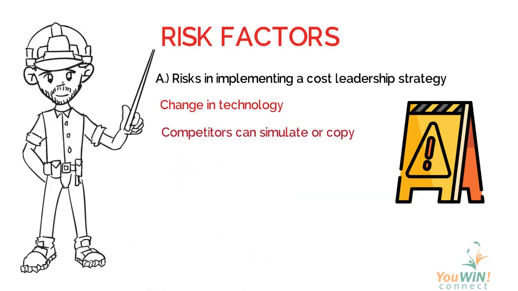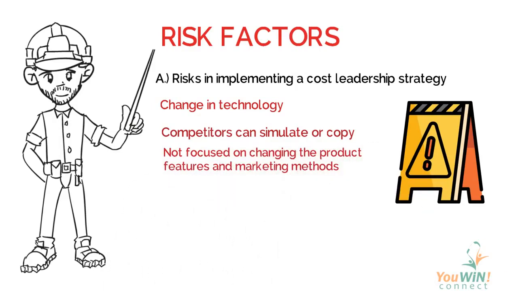Competitors can simulate or copy using similar technology or materials. That means because of the kind of technology that you have or the kind of product you have, it can easily be replicated by competitors and they will basically launch the same thing you have. It is also a risk not focusing on changing the product features and marketing methods. Due to an excessively heavy focus on controlling your cost, you can lose sight of other areas such as the features of the product, the marketing strategy which you use to push that product into the market, and the competitors can take advantage of this and basically use it to take market share.